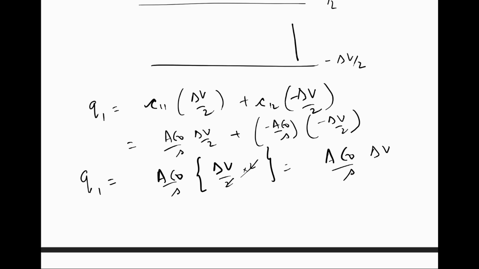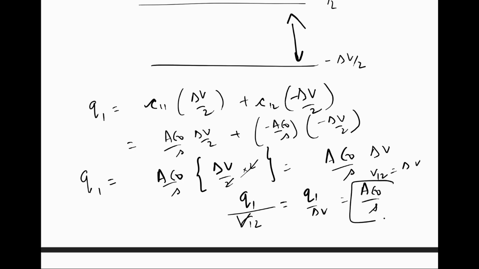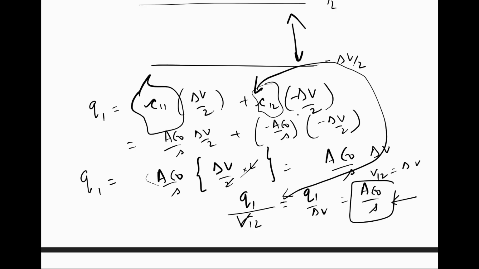So the potential difference between these two plates, V12, is actually equal to delta V. According to the definition of the capacitance between two conductors, we have Q1 over V12 equals Q1 over delta V equals A epsilon naught over S. So this is the same as what we calculate for a parallel plate capacitor. So you see that this C12 or C21 are related to the capacitance which we actually calculate, and these self coefficients are usually related to the factor which we calculate when we consider that these conductors are in isolation, but it may not be 100% true.